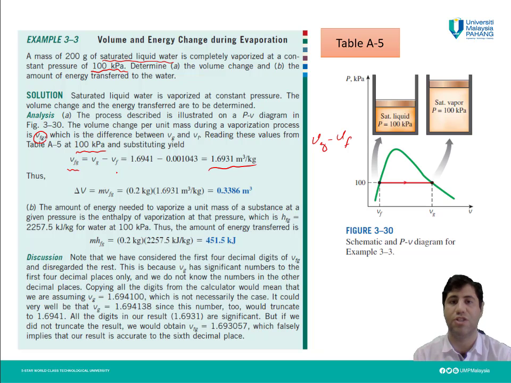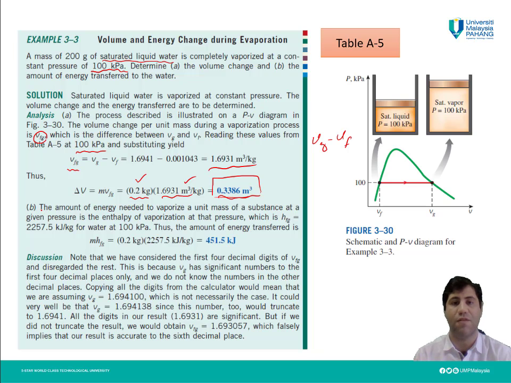To know how much the change in the volume of the water is in this process, we simply need to multiply the mass of the water by the change in the specific volume. So m, we need to convert grams to kilograms, 0.2 kilogram times the Vfg, which we have calculated previously. Finally, we have the change in the volume of the water during the phase change process.